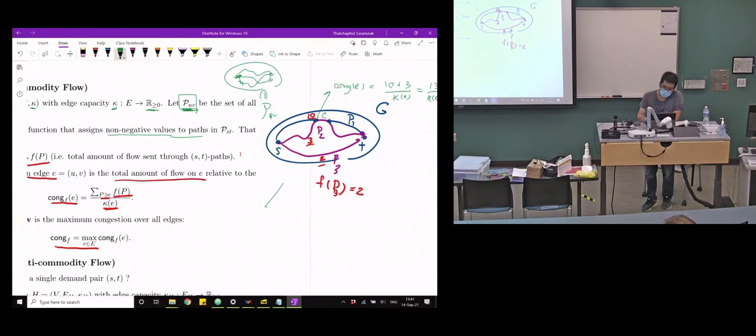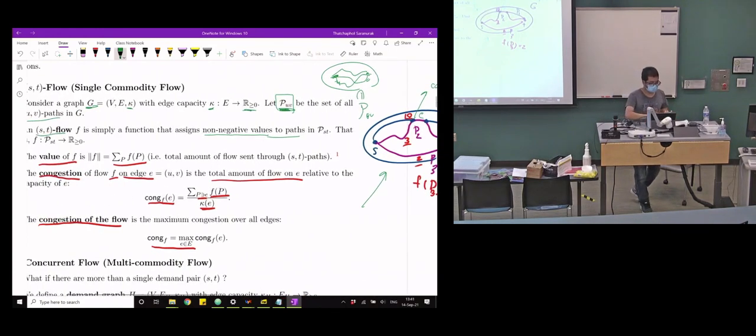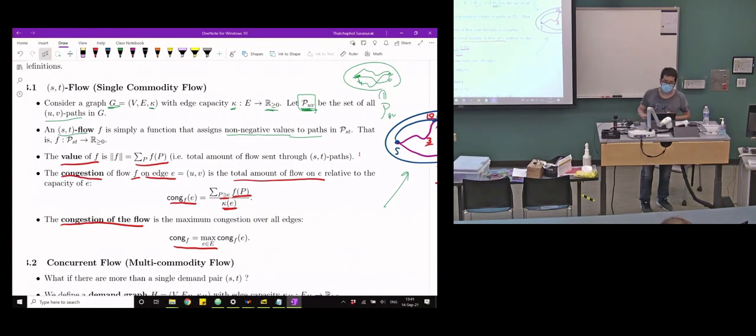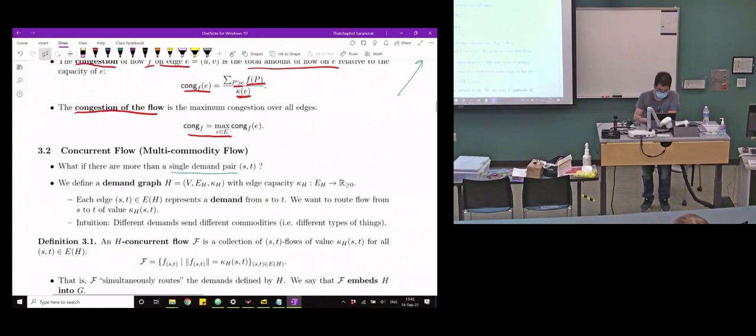So this is a thing that you have seen in previous class, and it is about you have the demand. You want to send a flow from one point to another point, from S to T, right? And the max flow problem is how much you can send as long as the congestion is at most 1. But what if we talk about more than a single demand pair? And yes, of course.